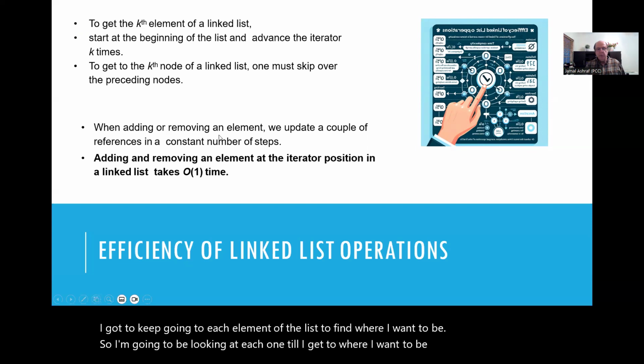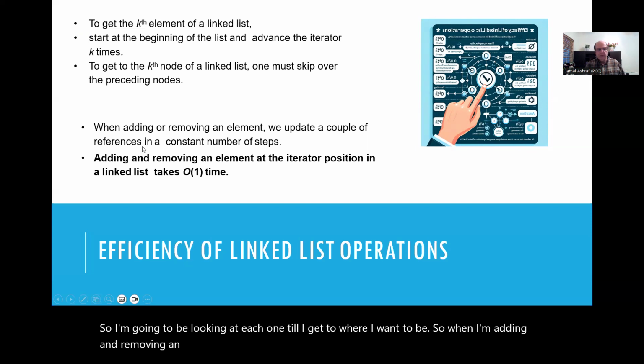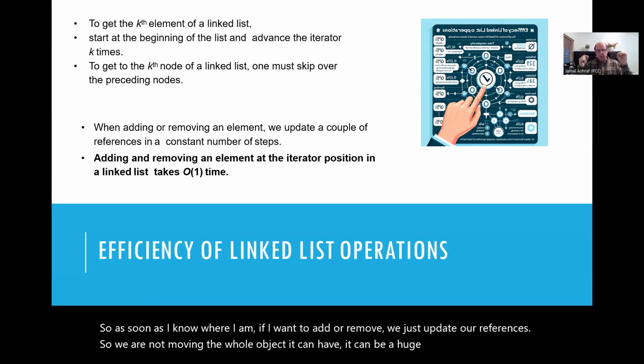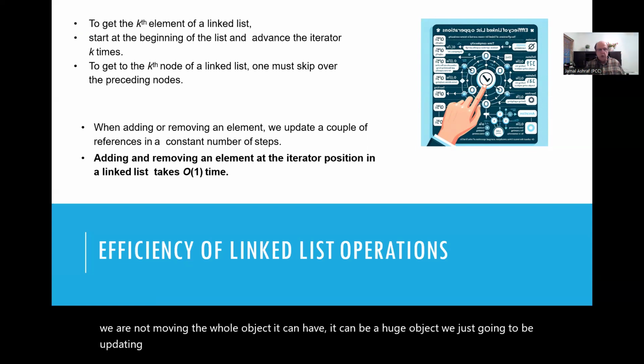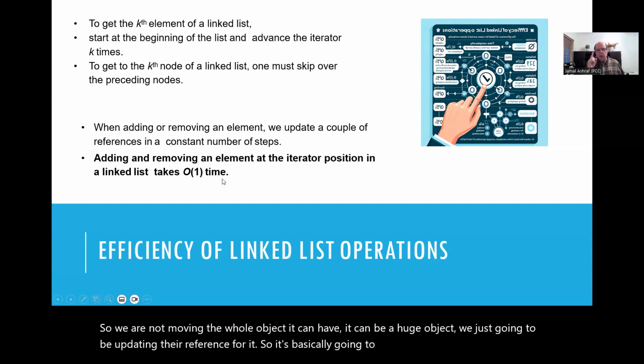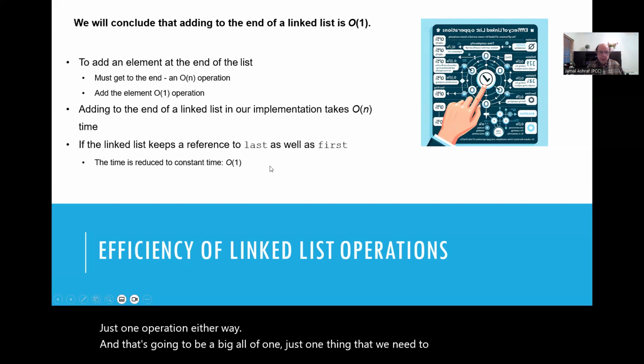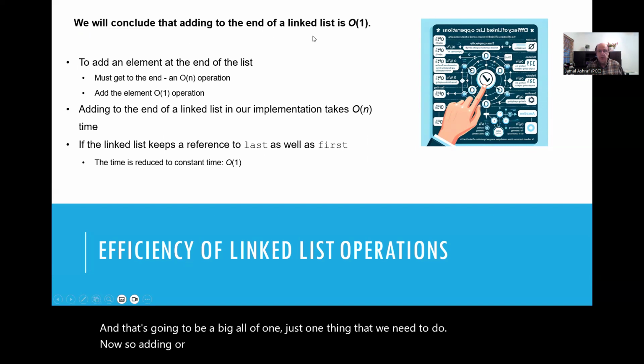When I'm adding and removing an element, we update a couple of references in a constant number of steps. As soon as I know where I am, if I want to add or remove, we just update our references. We are not moving the whole object, which can be huge. We're just updating the reference for it. So it's basically just one operation either way, and that's going to be big O of one, just one thing that we need to do. So adding or removing is going to be operation one.